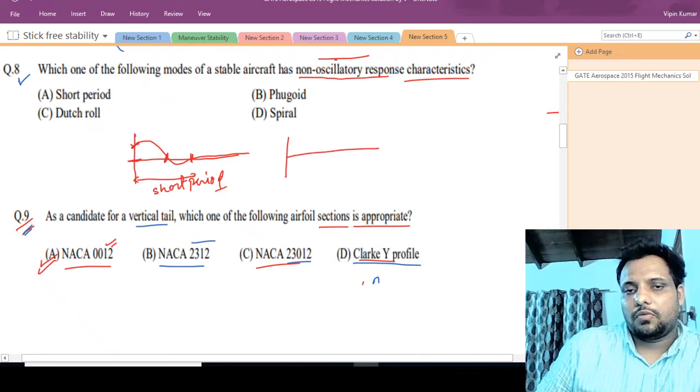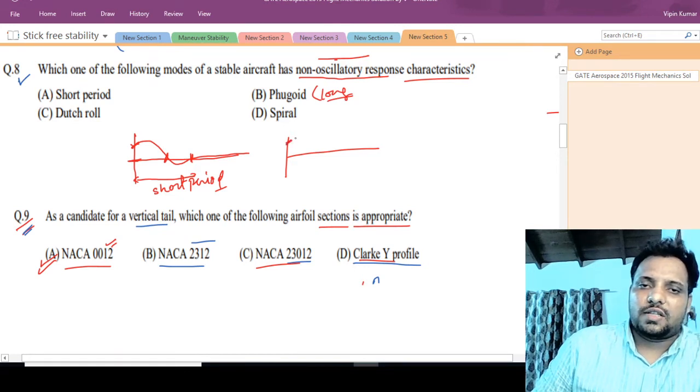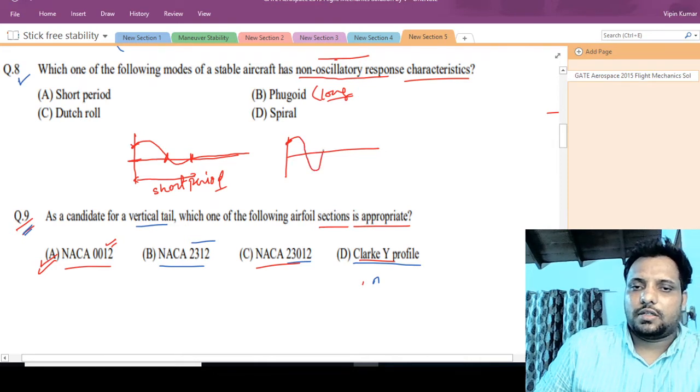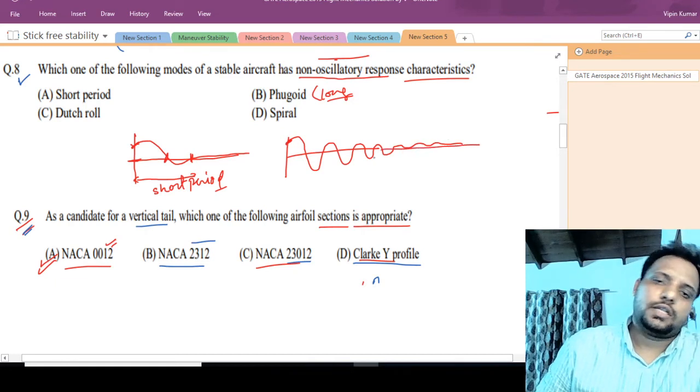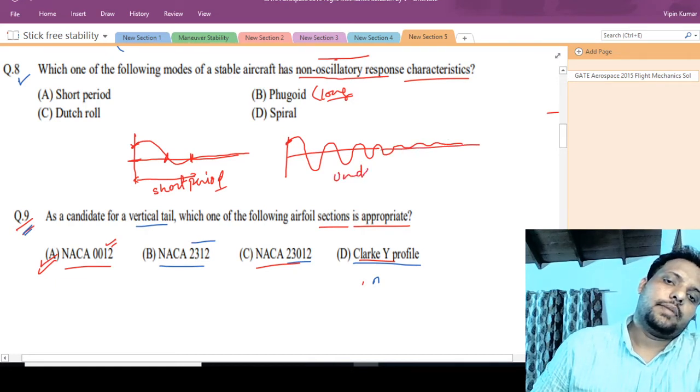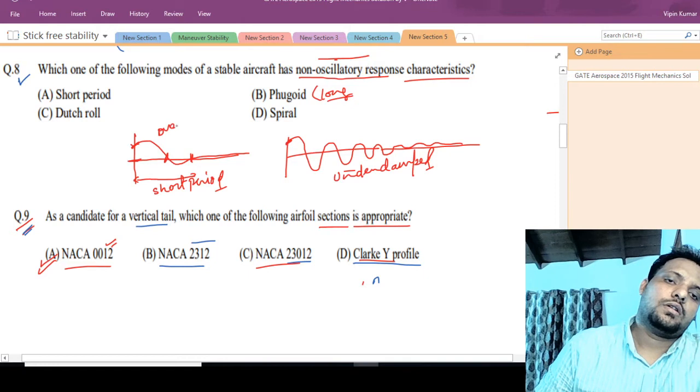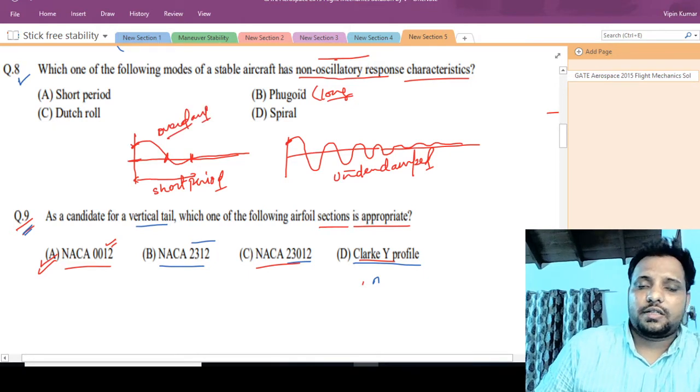So in phugoid mode, generally it is also known as long period mode. So long period means disturbances are there, then the airplane takes time to come back to its initial position like this. Okay, so it is basically underdamped. This is underdamped, we can say this is overdamped, or highly damped we can say. Next is Dutch roll.